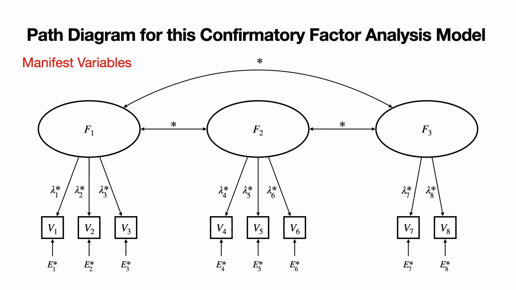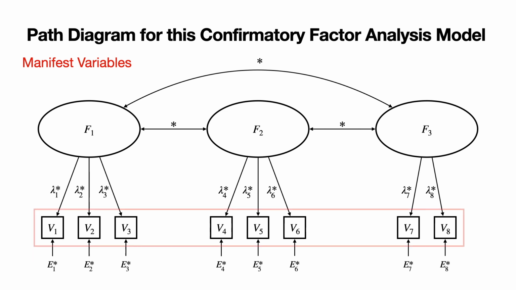Next, let's look at the manifest variables in this model. You'll recall that manifest variables are observable and therefore measurable, and they are denoted using squares or rectangles in a path diagram. And so the manifest variables, you can see, are outlined in this red box. We have 8 of them, V1 through V8. Again, V1 being the general ability score, V2 being the GPA in the last year of high school, and V3 being the GPA in the first year of college.